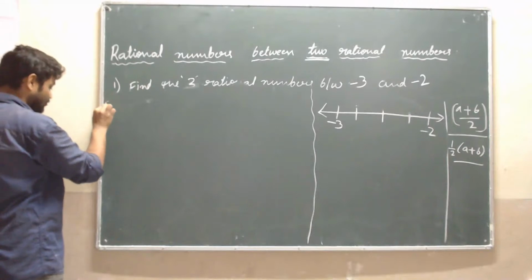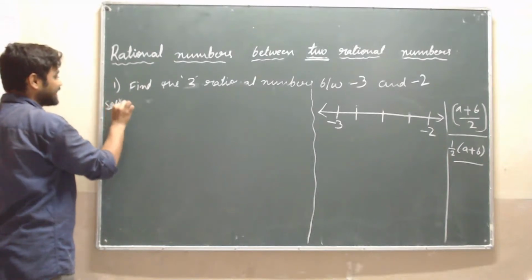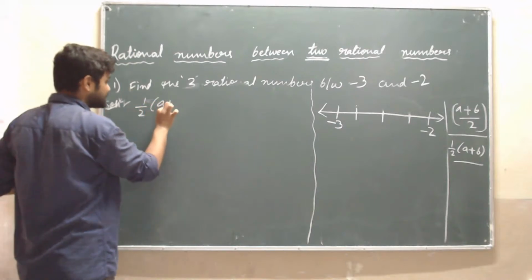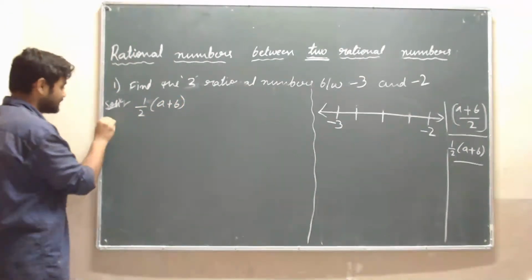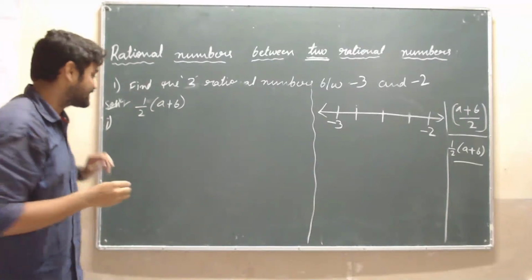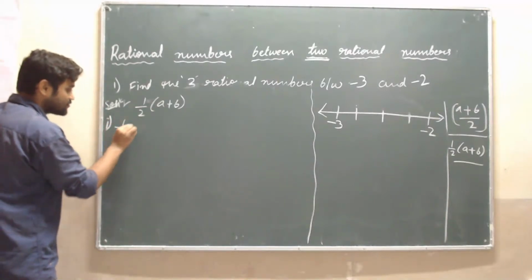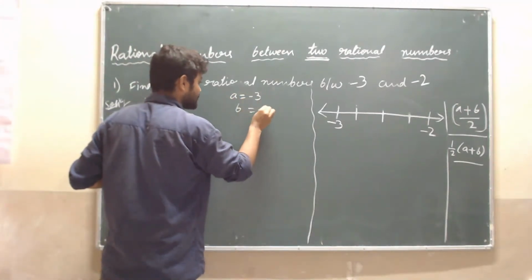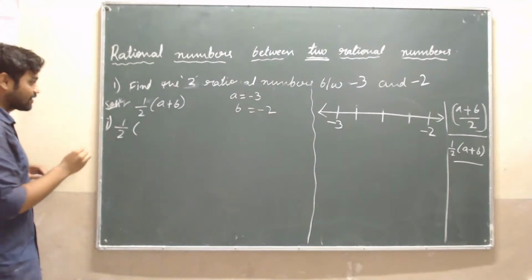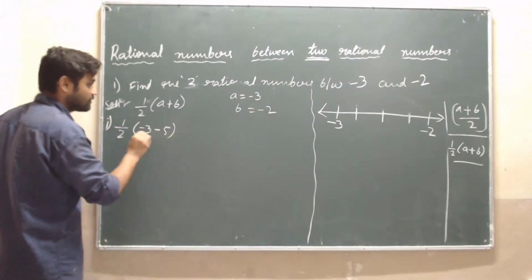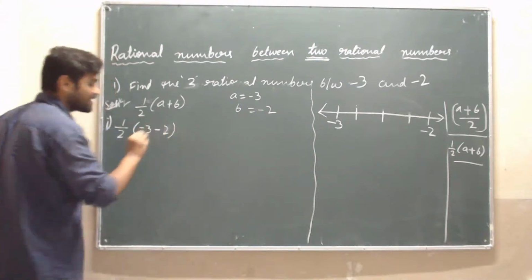So simply what we have to do is take the average of these two numbers. That is, we have the formula 1 by 2 (A plus B), isn't it? The first rational number we have to find is between -2 and -3. That is 1 by 2 as usual. Take here A is equal to -3 and B is equal to -2.